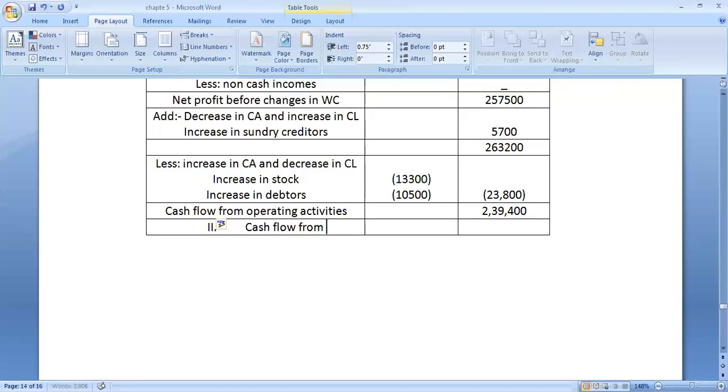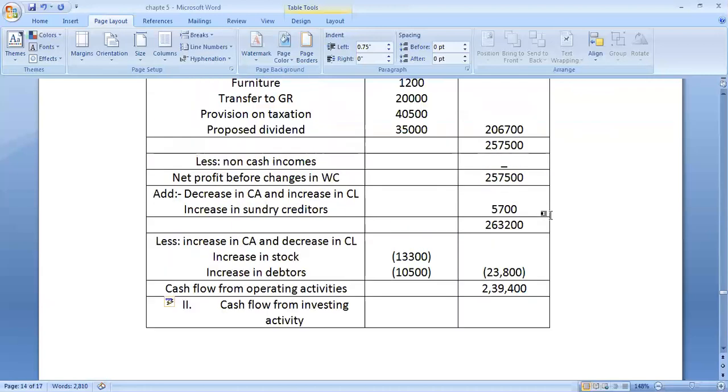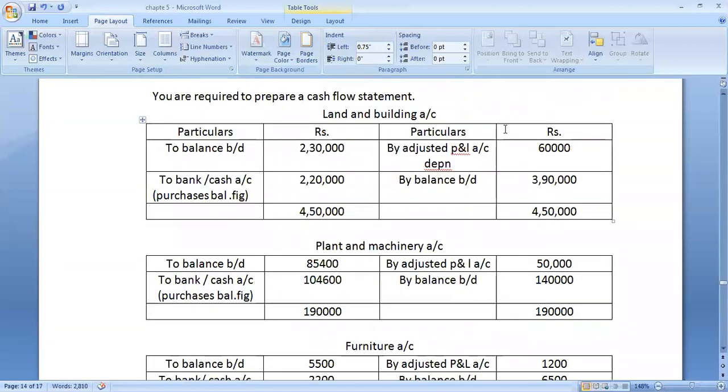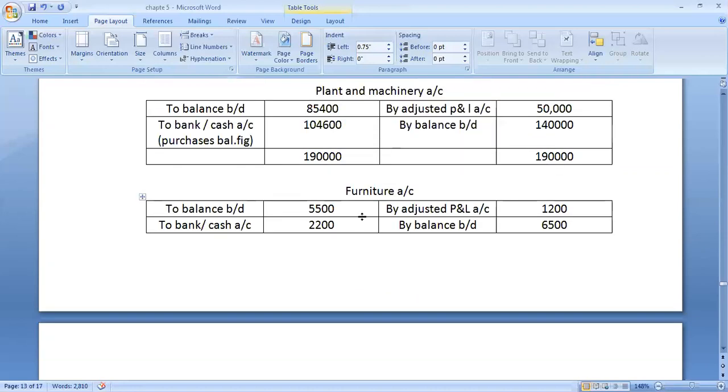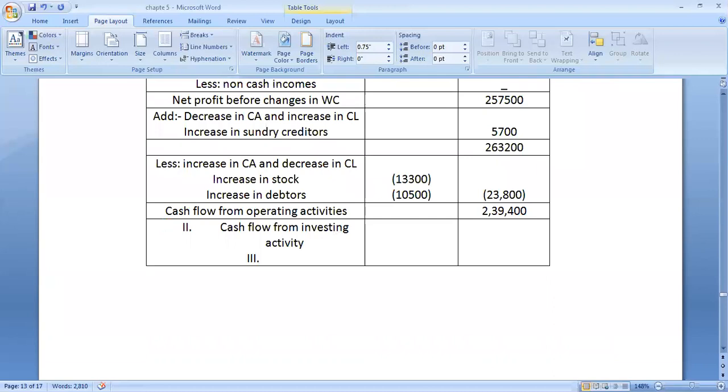investing activity. So which are the investing activity? All the purchases and all the sales. In the question, you got only the purchases. So land and building is also purchased. Plant and machinery is also purchased. Furniture is also purchased. So take that information here.